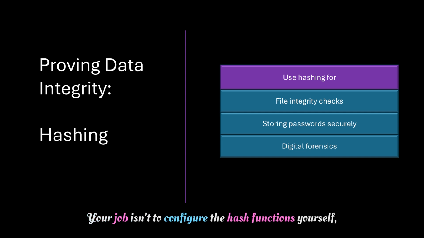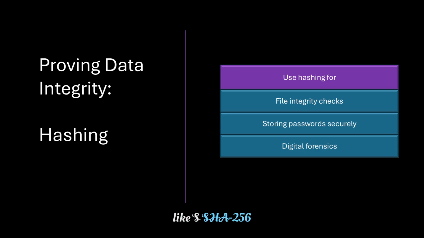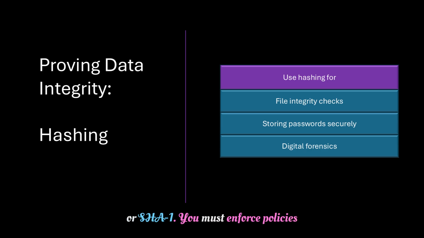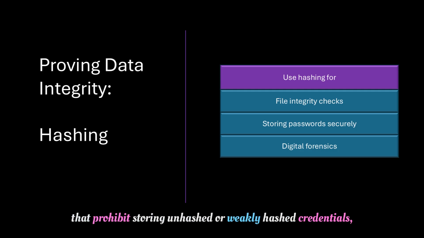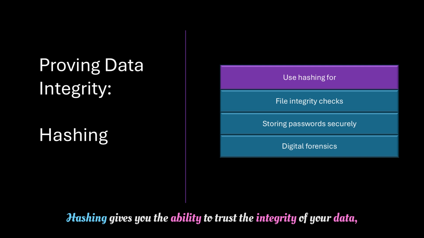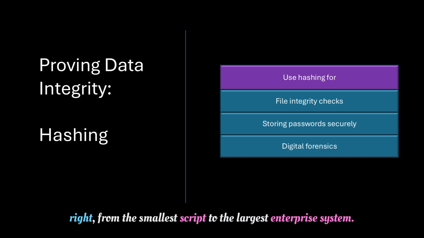Your job isn't to configure the hash functions yourself, but you do need to ensure your teams are using modern, collision-resistant algorithms like SHA-256 or SHA-3, and not outdated or broken ones like MD5 or SHA-1. You must enforce policies that prohibit storing unhashed or weakly hashed credentials, especially in cloud apps, CI/CD pipelines, or internal admin tools. Hashing gives you the ability to trust the integrity of your data. And in a world where trust is everything, your leadership ensures it's done right, from the smallest script to the largest enterprise system.